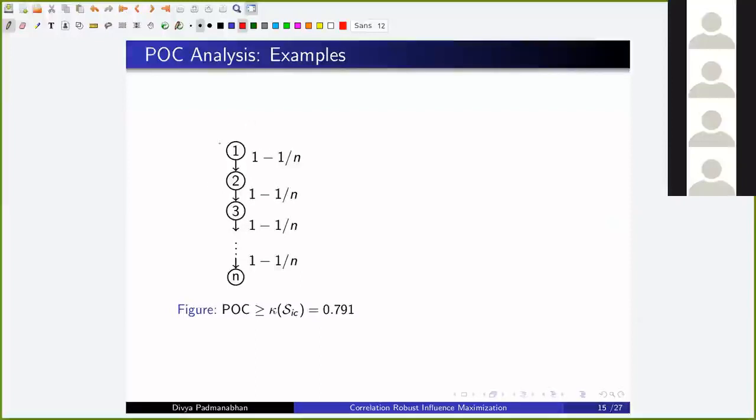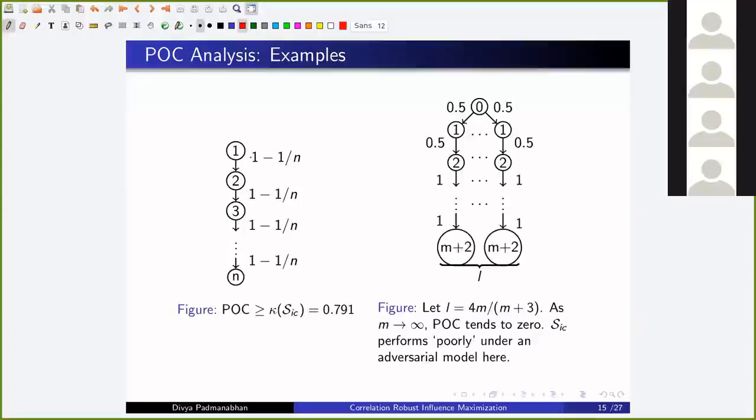If you look at this kind of a chain graph with n nodes, and the probabilities of activation is 1 minus 1 by n for each of these edges, in that case, we are able to compute the correlation gap, which is a lower bound for the price of correlations. And so the price of correlations is at least 0.791. So what it means is that the independent cascade model performs at least like 80% of what the worst case model does, of what the robust model does. So it's not very bad for this example.